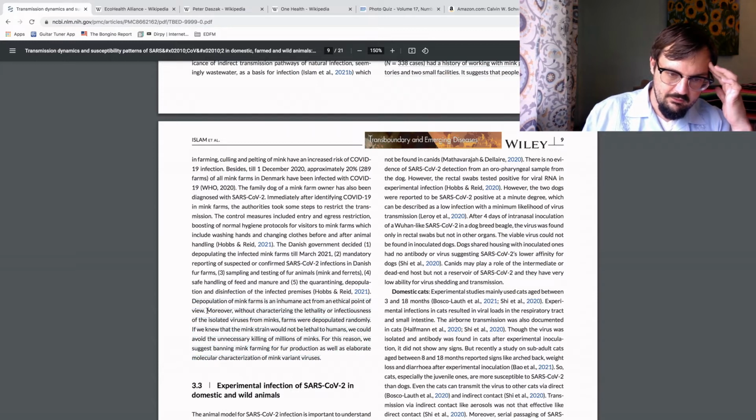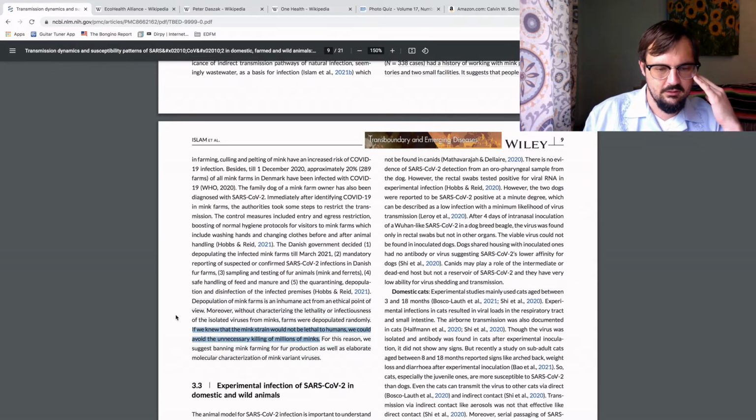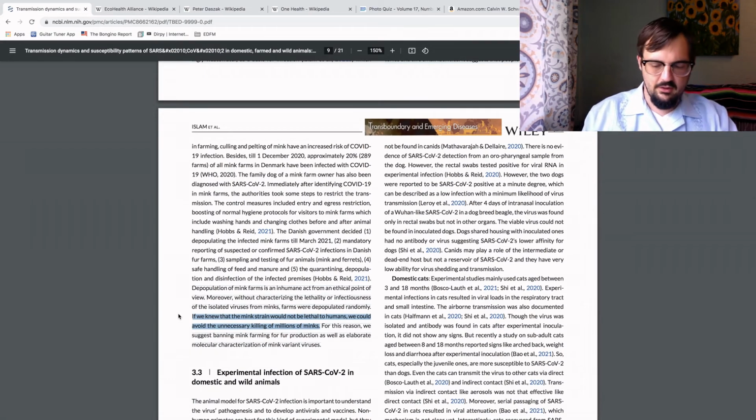If we knew that the mink strain would not be lethal to humans, we could avoid the unnecessary killing of millions of minks. So this is similar to what's going on in humans, where you have to get the jabby, where you're infectious unless proven otherwise. Here we're just assuming that mink are infectious. We just can't take the risk, right?